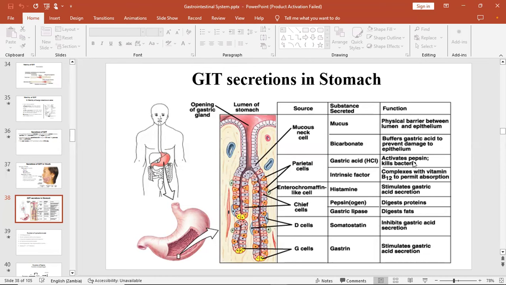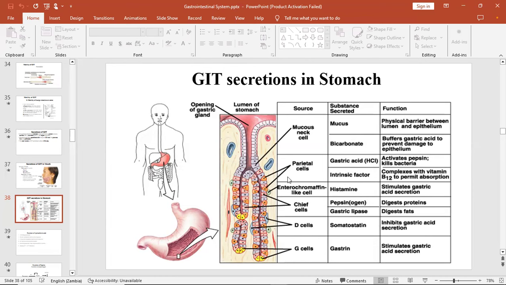Remember, there are some bacteria that you are able to consume with your food. So the strong acid is able to do the job. Then there's also what we call the intrinsic factor. It's able to complex with the vitamin B12 to permit absorption, right?